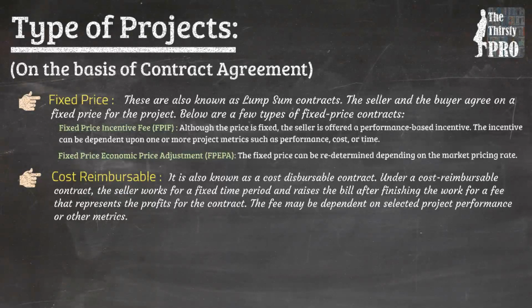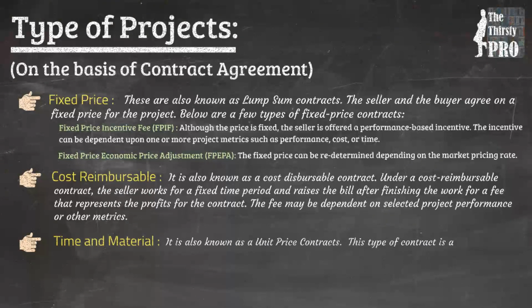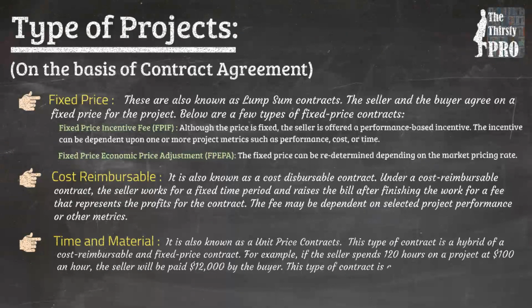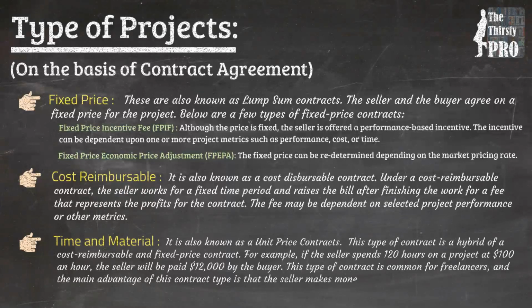The last in this list is time and material contract or unit price contract. This type of contract is a hybrid of a cost reimbursable and fixed price contract. For example, if the seller spends 120 hours on a project at $100 an hour, the seller will be paid $12,000 by the buyer. This type of contract is common for freelancers, and the main advantage of this contract type is that the seller makes money for every hour spent working on the project.